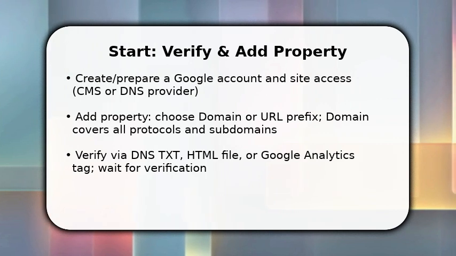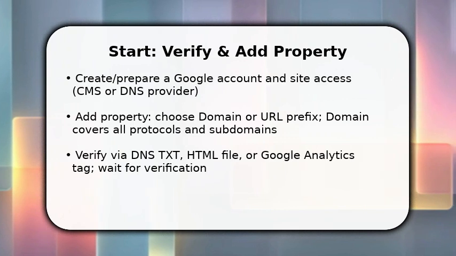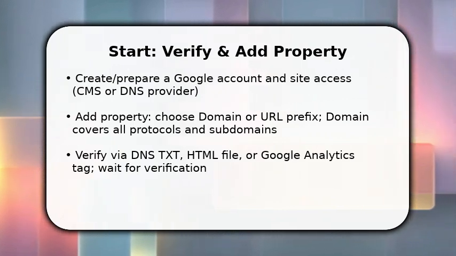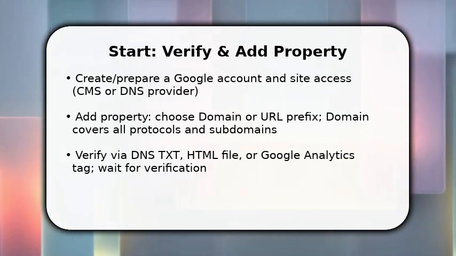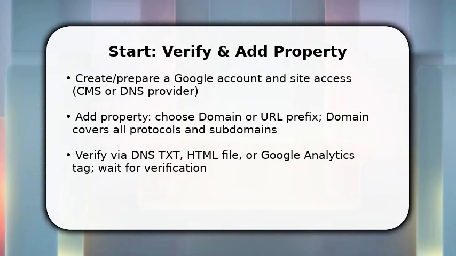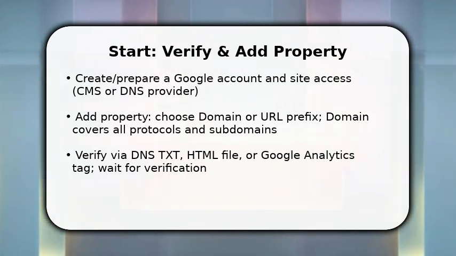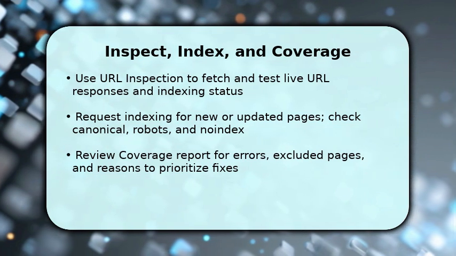Once added, pick a verification method you control: DNS TXT for full reliability, HTML file for CMS access, or GA tag if already in place. After you verify, give Google a few minutes to populate initial data, and then move straight to indexing checks. Once verified, inspect important pages to confirm how Google sees them.